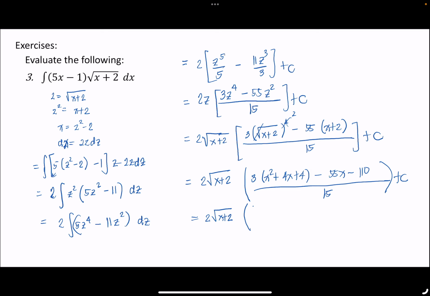So we have 3x squared plus 12 minus 5x. So I think it would be negative 43x. And then 12 minus 110. So minus 98 all over 15 plus c.